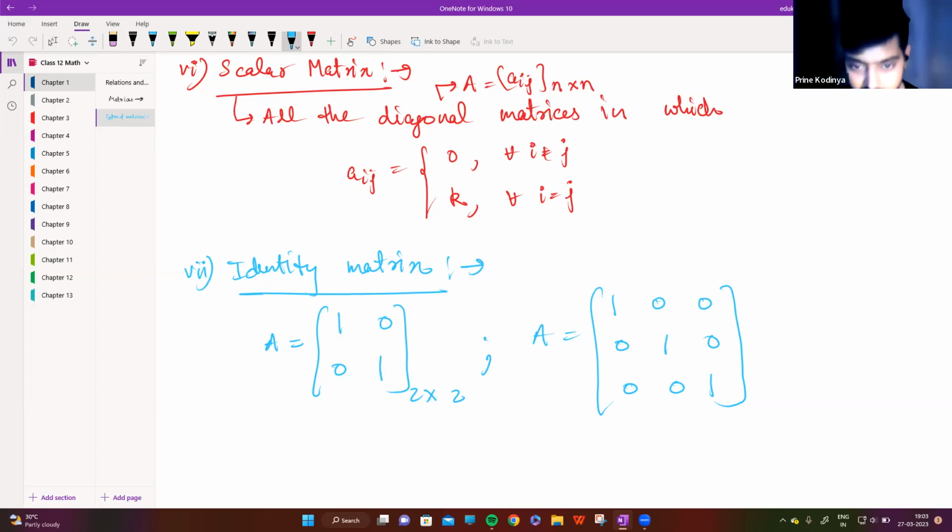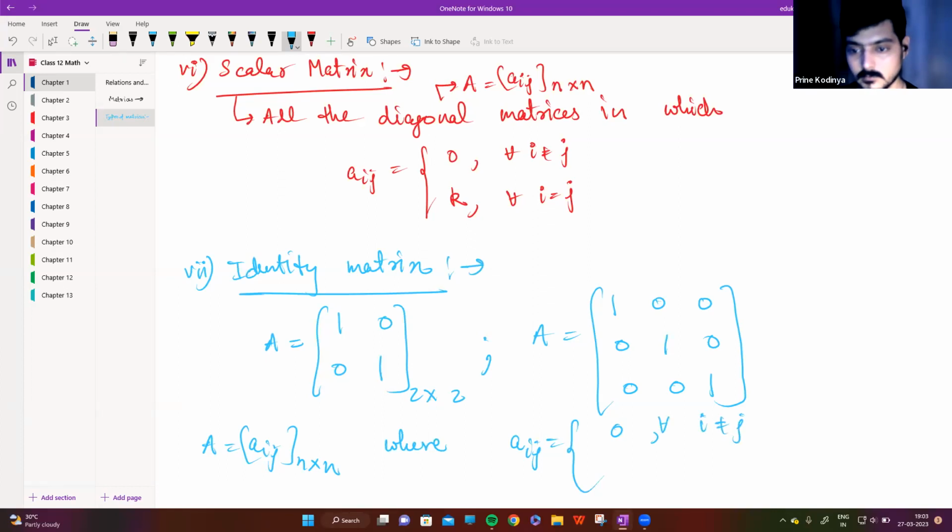Right? So you can define an identity matrix as A equals Aij, n cross n, where Aij is equal to 0 for i not equal to j, and 1 for all i equal to j.